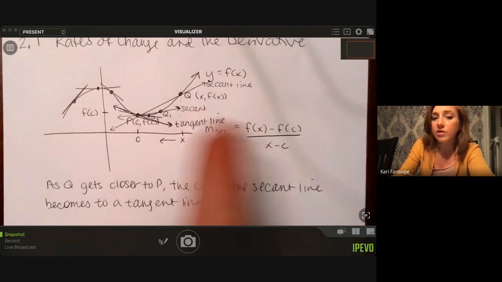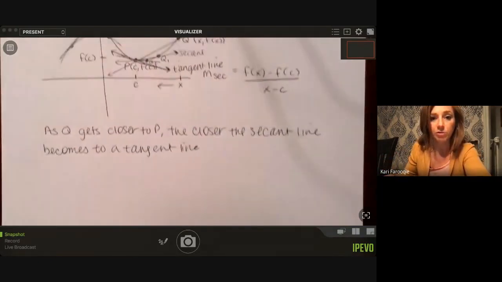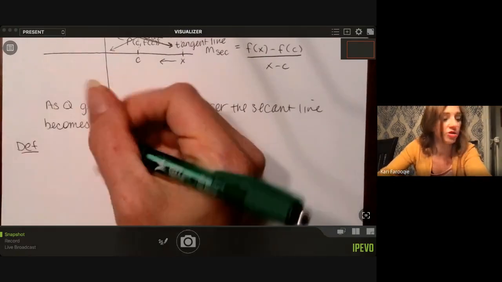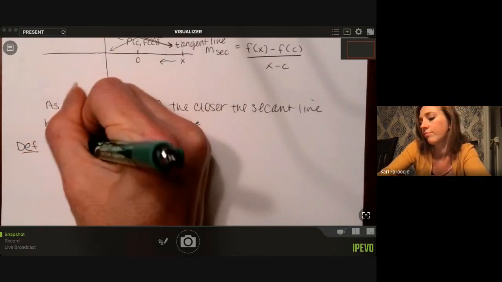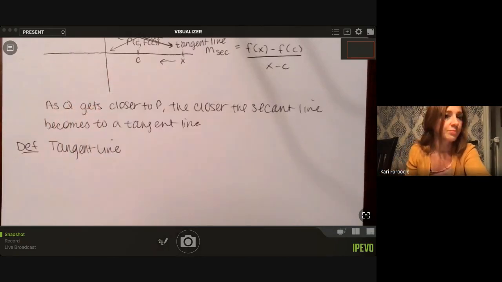All right, having said all this, let me define for you the tangent line. We'll talk about tangent lines a little bit more. Definition, tangent line. Tangent line to the graph of f at a point P.